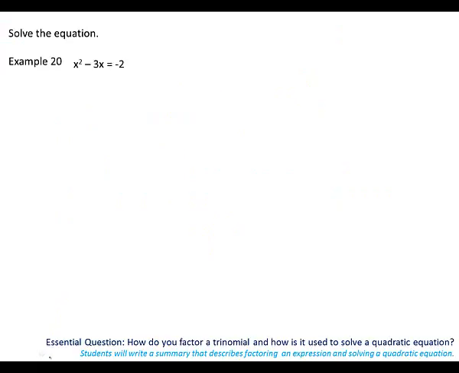All right, let's look at 20. What's different about 20? Yeah, I said it's not equal to 0 yet, right? So how do I get that equal to 0? What am I going to do with that 2 to move it? Good. All right, trinomial, what am I going to do next?